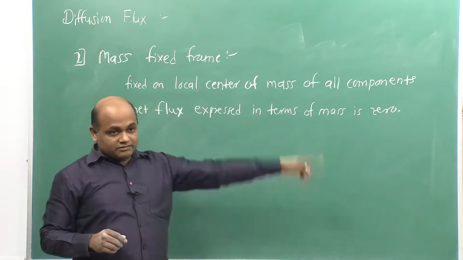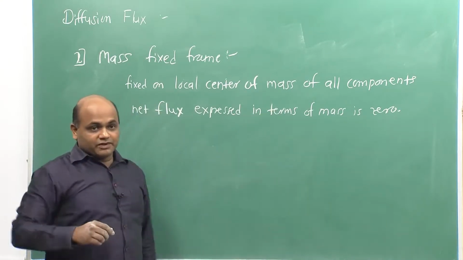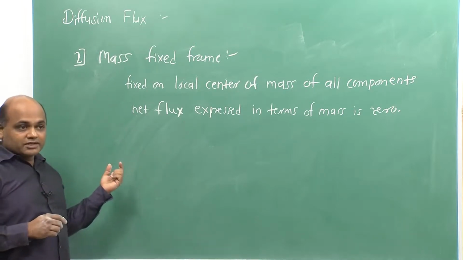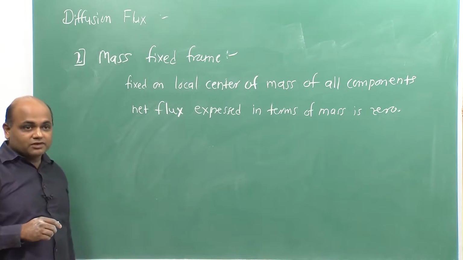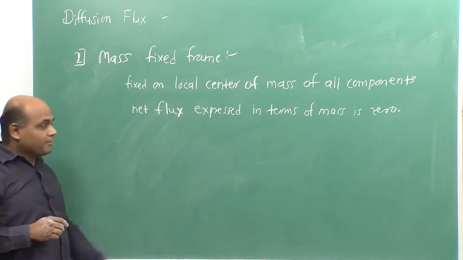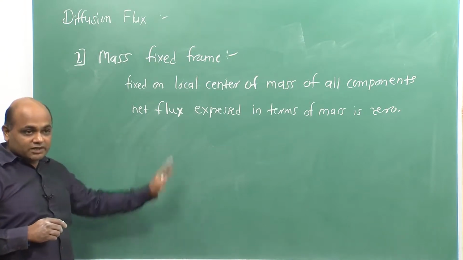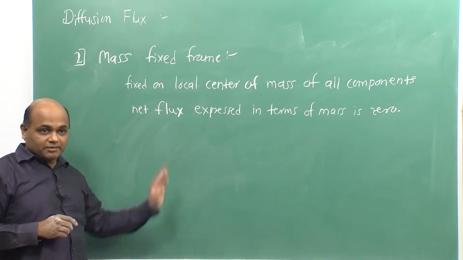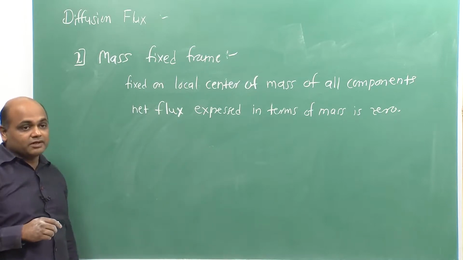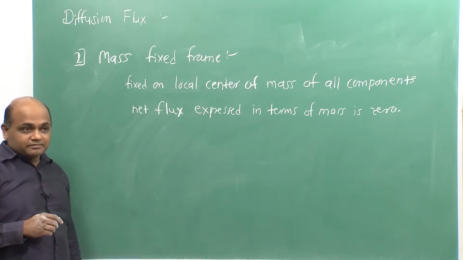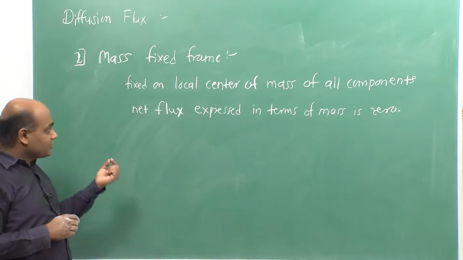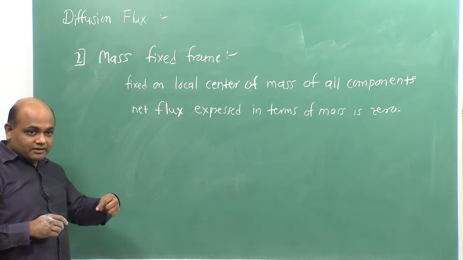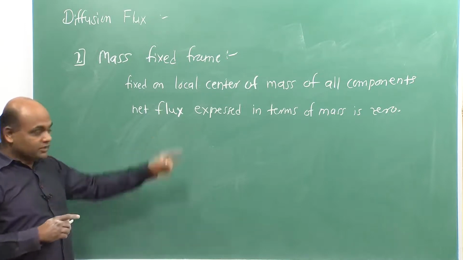So obviously we can give a similar analogy as volume fixed frame, right. The molar mass of each component is not same, or atomic mass of each component is not same. So, the local center of mass will shift in the direction of diffusion of heavier element, right, in case of binary diffusion. So, if we stick our frame of reference to that local center of mass, then obviously the net mass movement will be 0.